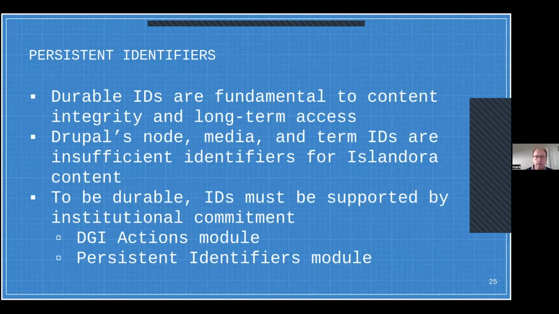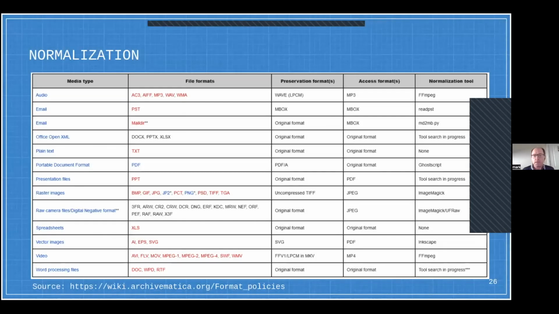I'd really love to have a conversation with all of you, or any of you, about how we can help solve this problem. Normalization is creating derivatives from original files, from ingested files, that are more preservation friendly than the original file, or not necessarily preservation friendly. It could be more access friendly as well, but really for preservation purposes, we're talking about normalization into preservation friendly formats. Islandora doesn't do this at the moment.